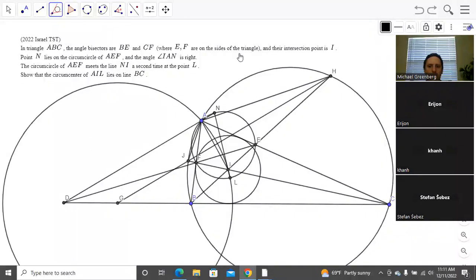All right, so it looks like Marco just rejoined us. So yeah, we know GA equals GI. We need to show it's GL. So yeah, we want to show AL is the polar of G. And I wonder if we could do it.